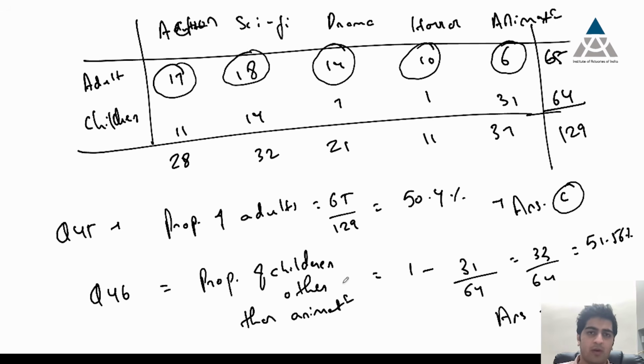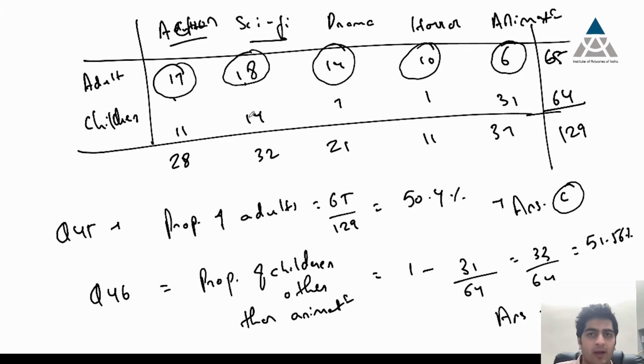So you can just see overall 11, 17, here you have 14, 18, 7, 14, 1, 10, 31, 6. So you have a huge difference here, so this will not be the case. 1 and 10 definitely not the case. 14 and 7 definitely not the case. So the two comparable ones are action and sci-fi. In action you have 17 adults, 11 children, and in sci-fi you have 18 adults, 14 children.